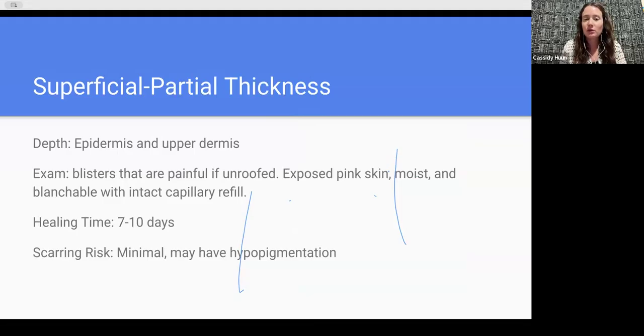The next step up would be a superficial partial thickness. So this includes the epidermis of the skin as well as the upper dermis. You'll have blisters that are painful when you unroof them. There'll be exposed pink skin that's moist and blanchable. So when you unroof the blister, it should be pink skin. It's blanchable when you test it, and there's also intact capillary fill. This one takes a little bit longer to heal, around 7 to 10 days. Still has that very minimal risk of scarring, but there might be some hypopigmentation as part of the recovery process.